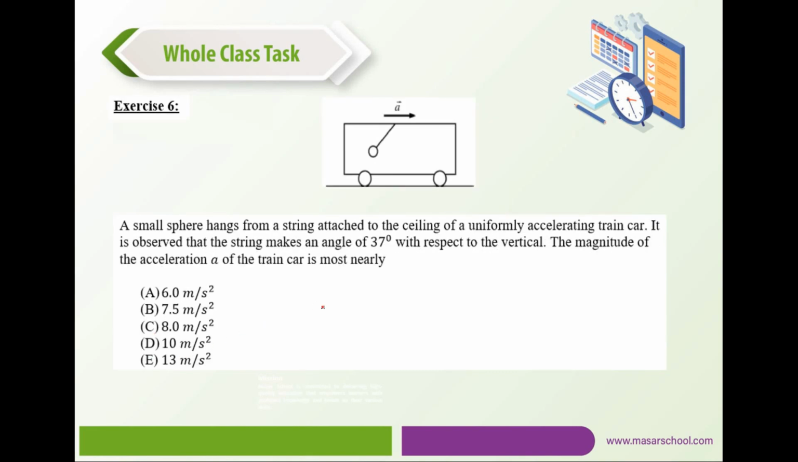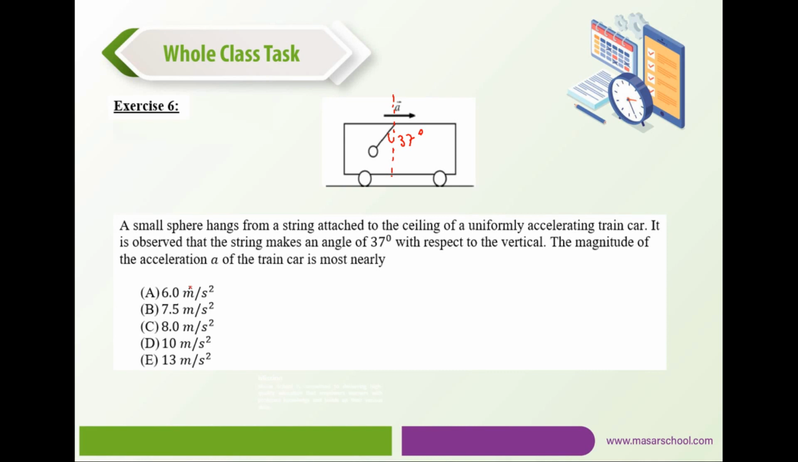Exercise 6: A small sphere hangs from a string attached to the ceiling of a uniformly accelerating train car. It is observed that the string makes an angle of 37 degrees with the vertical. This is the vertical.